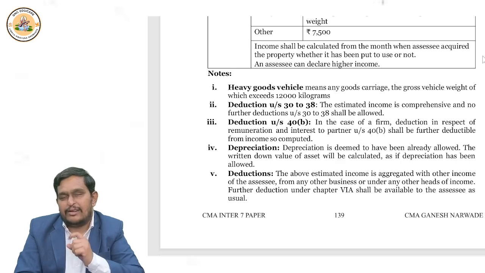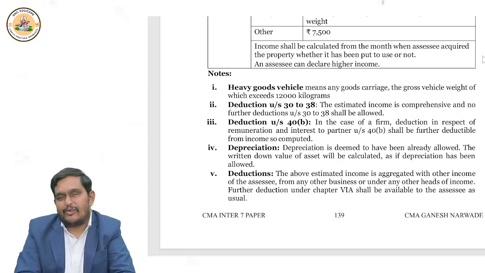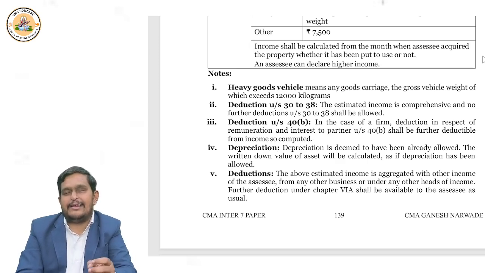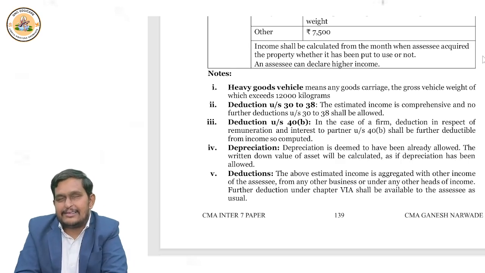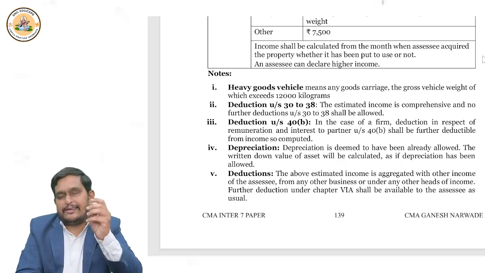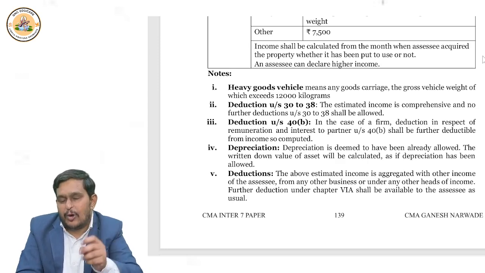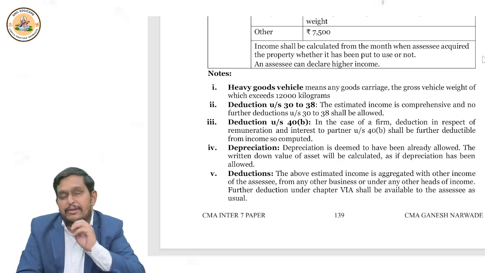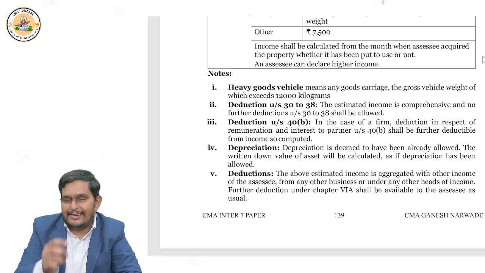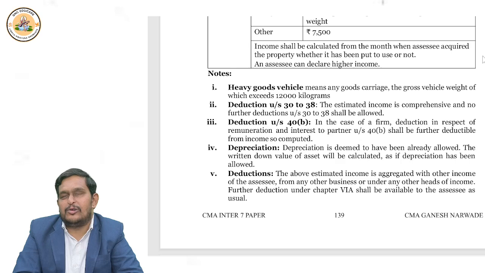Right? Or more. And a small vehicle is if the capacity is less than that. Okay. Can they claim the deduction under section 30 to 38? The answer is no, because it is deemed to be deducted. Can they claim depreciation? The answer is no, it is deemed to be claimed. Can they claim 80C to 80U? The answer is yes, they can claim 80C to 80U as deduction.